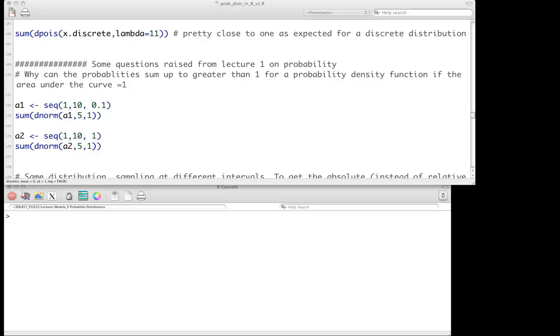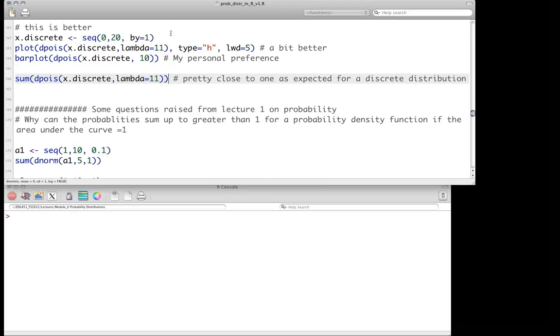Hello and welcome to the second part of the screencast on probability distributions in R. I want to make a couple of points about how R and often other computer programs will look at probability and think about things. And this really has to do with how we're thinking about the area under the curve. Of course, the area under the curve for a probability distribution should be equal to 1.